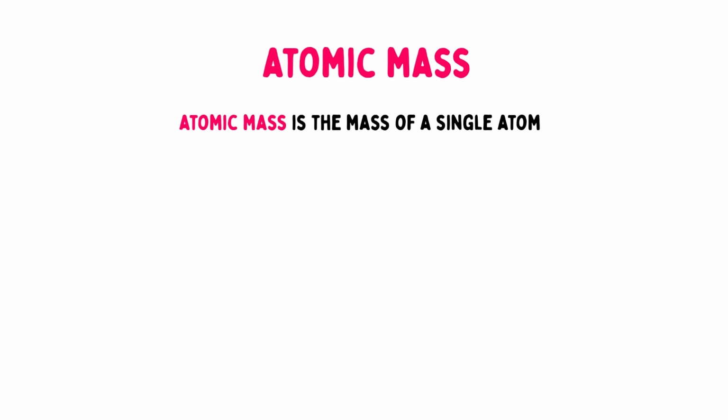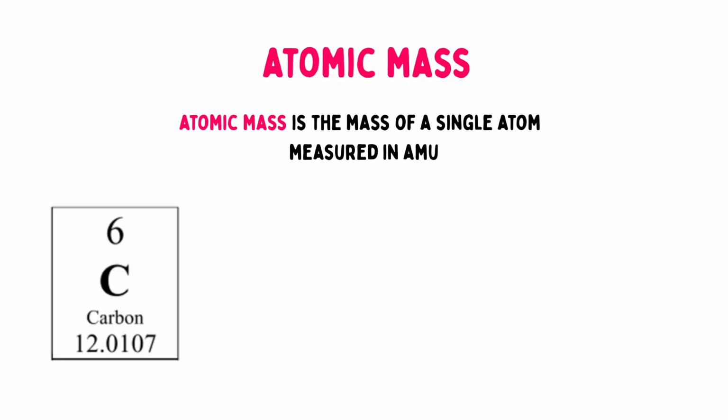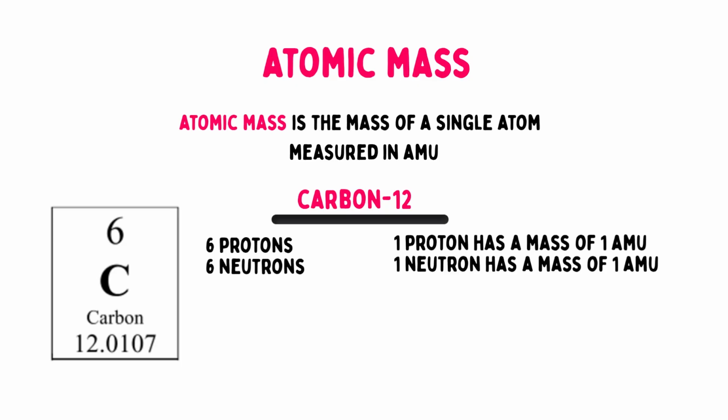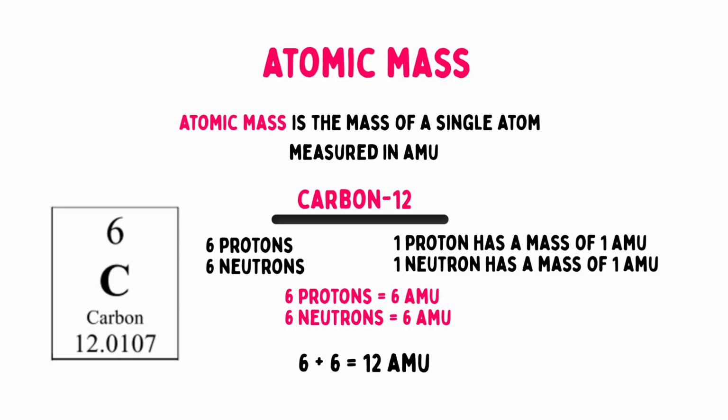Next, the atomic mass is the mass of a single atom, measured in atomic mass units, or AMU. To understand this, let's continue to use carbon as an example. If we take one specific carbon atom, like carbon-12, it has 6 protons and 6 neutrons. Remember, each proton and neutron has a mass of 1 atomic mass unit, so 6 protons equals 6 AMU, and 6 neutrons equals 6 AMU. Therefore, the total mass is 6 plus 6 equals 12. So the atomic mass of that carbon atom is 12 atomic mass units.